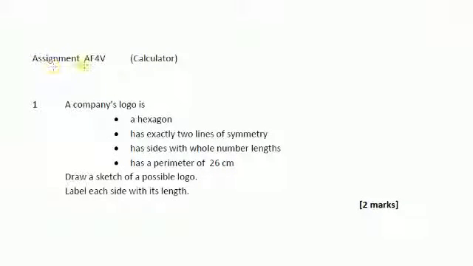Simon AF4V calculator. Number 1. The company's logo is a hexagon, has exactly 2 lines of symmetry. It has sides with whole numbers of lengths, and it has a perimeter of 26 centimeters. Draw a sketch of a possible logo. So we've got to draw one shape that satisfies all of these conditions.